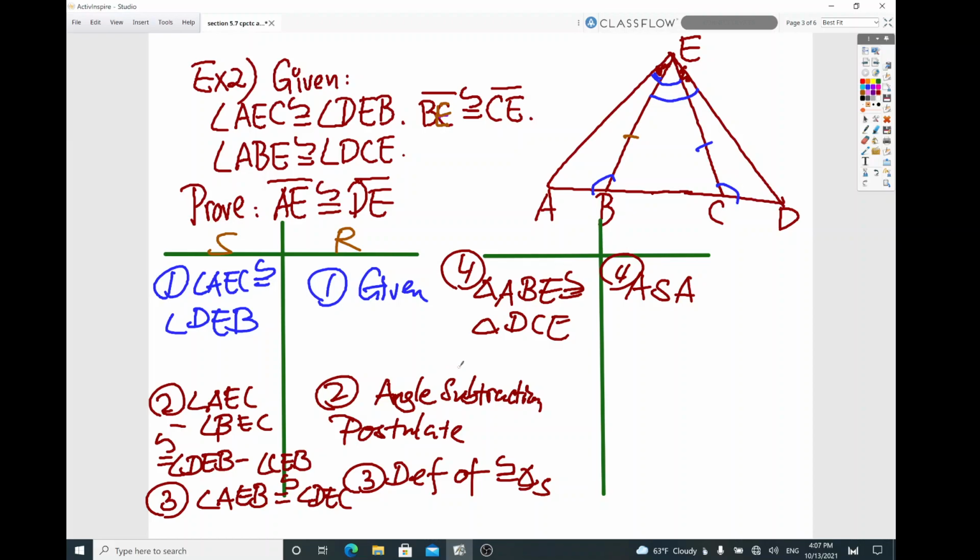And then therefore, triangle, well, this one, so we do know that angle ABE is congruent to angle DCE by using angle side angle. So the next thing that you want to say is that segment AE is congruent to segment DE by using CPCTC, just like that.